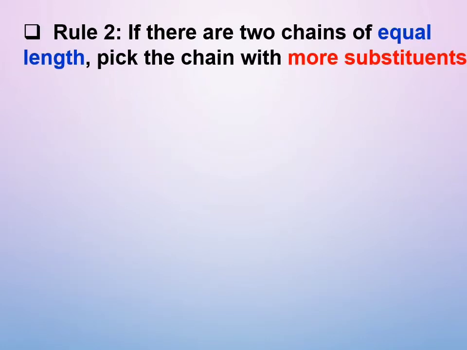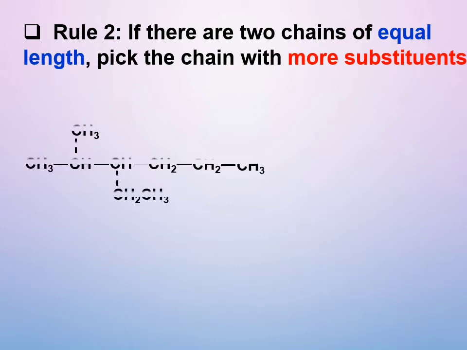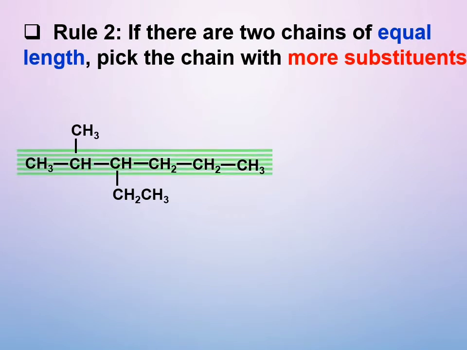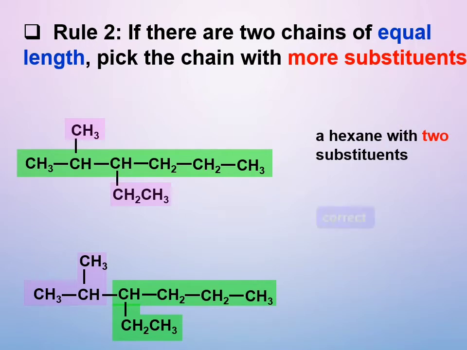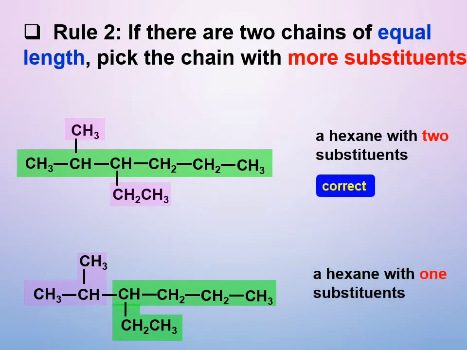Rule number 2: if there are 2 chains of equal length, pick the chain with more substituents. So based on the compound below, I can have my longest chain as a 6 carbon parent, or I can also pick the longest chain in this way. So which one should be my correct parent? The correct one should be a hexane with 2 substituents, and a hexane with 1 substituent will be a wrong parent chain.